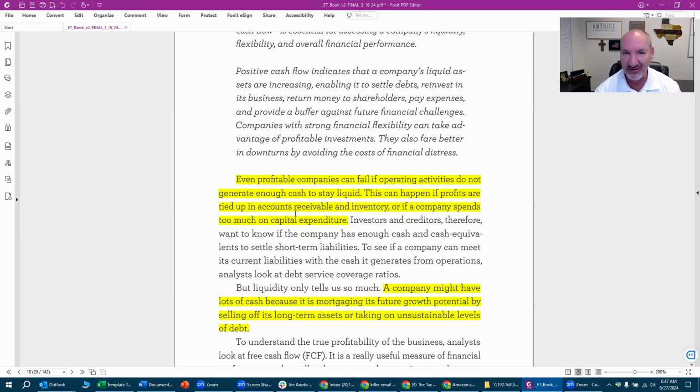It's not what you think of value. It doesn't matter what you want to sell it for. It's what someone's willing to buy it for. So that's important. Inventory as well.